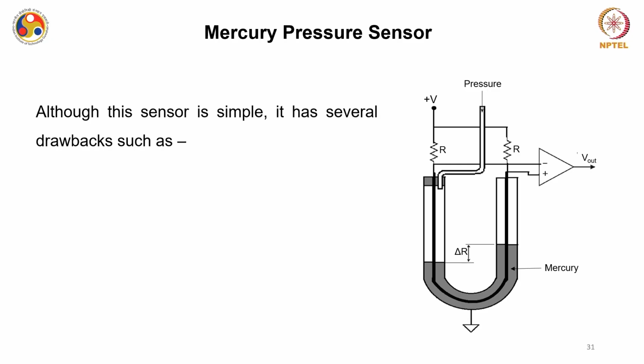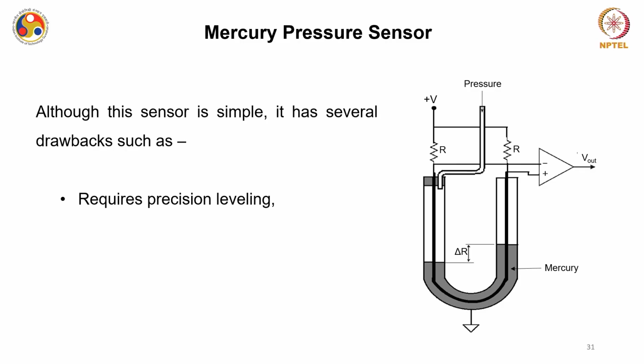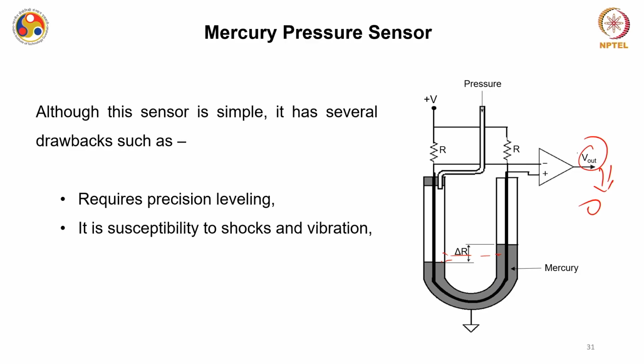Although the configuration of this sensor looks very simple, it is very easy to design, anyone can design this. However, this kind of device has several drawbacks. Please note that you require very precise leveling, particularly at the initial stage. When there is no pressure, you want your mercury columns to be at the same level so that the output of this amplifier is 0.